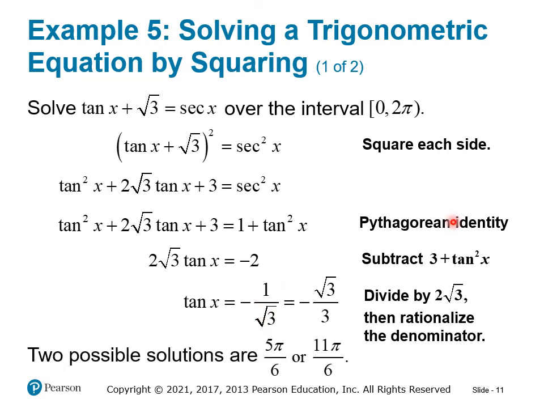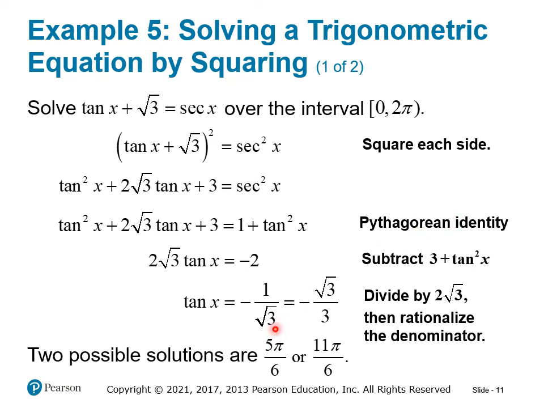Tangent is negative in quadrants 2 and 4. And so our two possible solutions for this are 5 pi over 6 or 11 pi over 6.